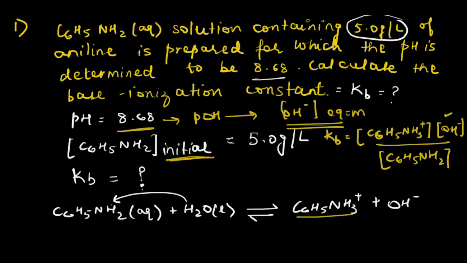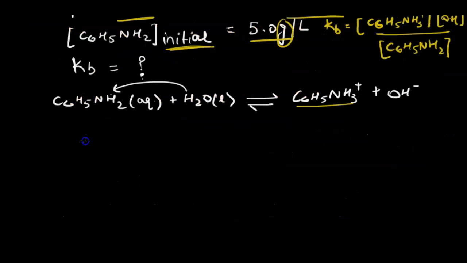However, one thing we have to notice here is that the initial concentration of aniline solution is given as 5 grams per liter. It is in grams. We are not supposed to have concentration in grams. It has to be moles per liter in order to put it in the ICE table. So our first step is to change this 5 grams per liter to moles per liter.